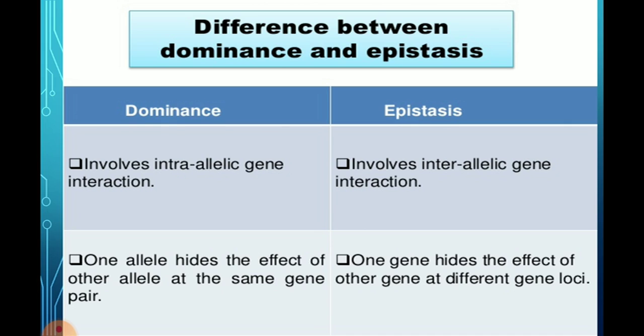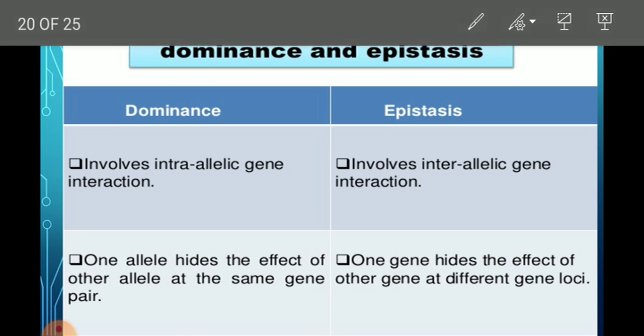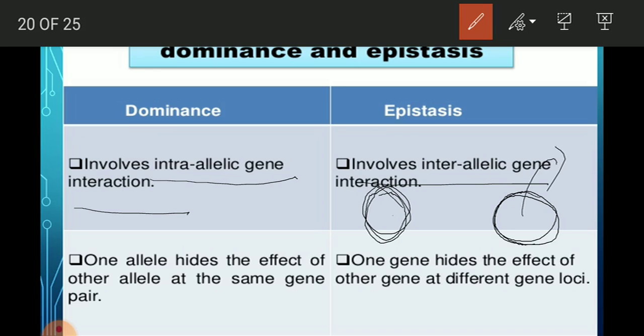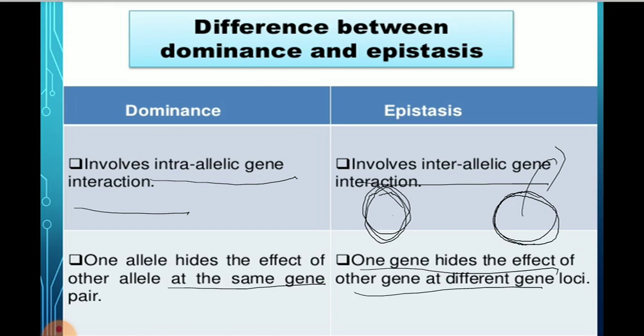Dominance and epistasis may seem the same thing, but they have differences. Dominance involves intra-allelic gene interaction: in one gene, one allele masks the characteristic of the other allele for the same trait. But epistasis involves inter-allelic interaction, where one allele of one gene on one locus masks or highlights the effect of the allele of another gene present on another locus. That is the main difference. One allele hides the effect of the other allele at the same gene, but here one gene hides the effect of another gene at a different gene locus.